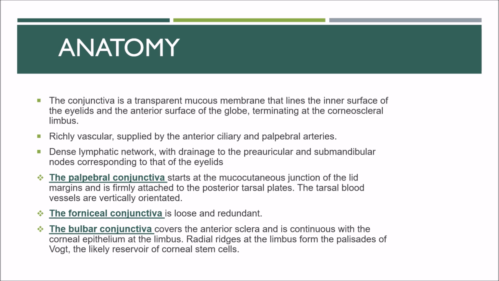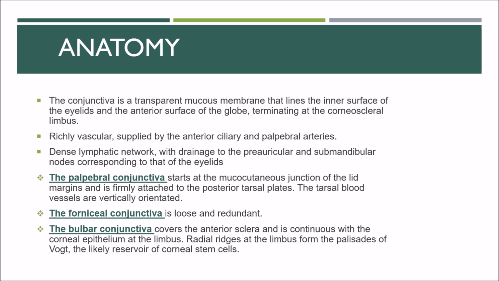anterior surface of the globe, terminating at the corneoscleral limbus. It is richly vascular, supplied by the anterior ciliary and the palpebral arteries. There is a dense lymphatic network with drainage to the pre-auricular and submandibular nodes corresponding to that of the eyelids. It has a key protective role, mediating both passive and active immunity. Anatomically, it is divided into the palpebral, corneal, and bulbar conjunctiva.